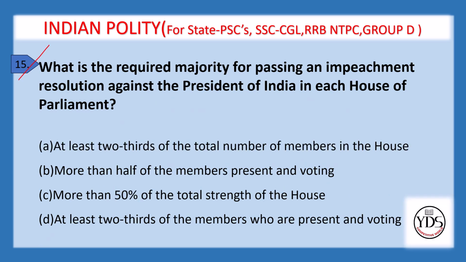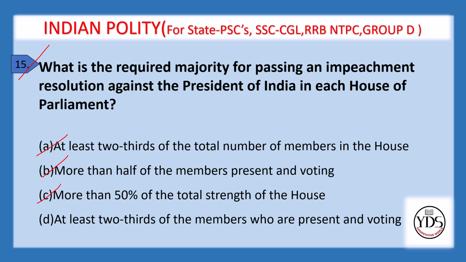15th question. What is the required majority for passing an impeachment resolution against the President of India in each House of Parliament? Option A. At least two-thirds of the total number of members in the House. Option B. More than half of the members present and voting.